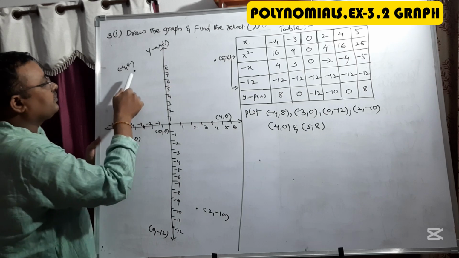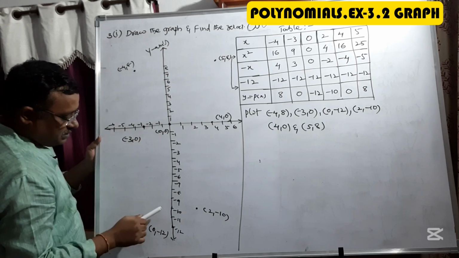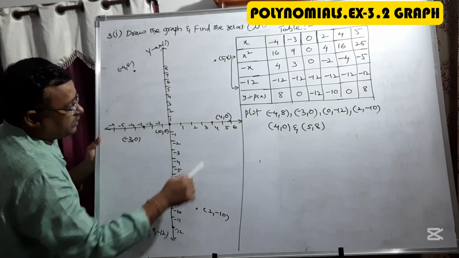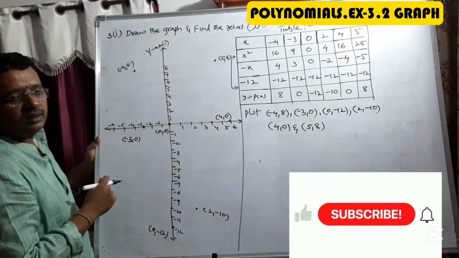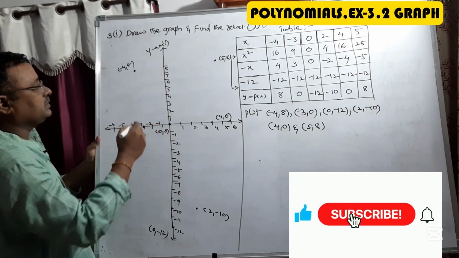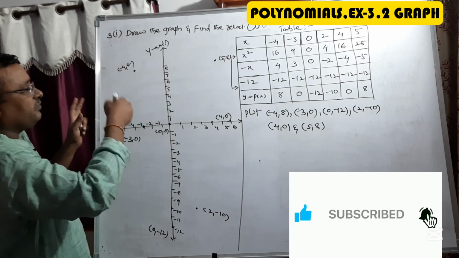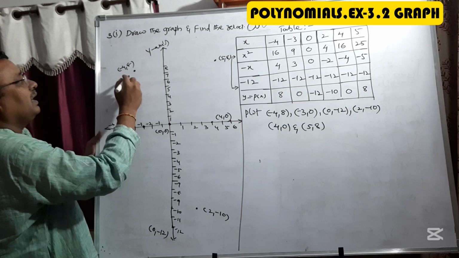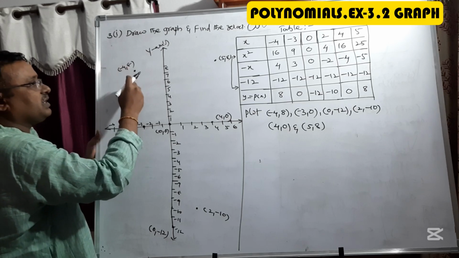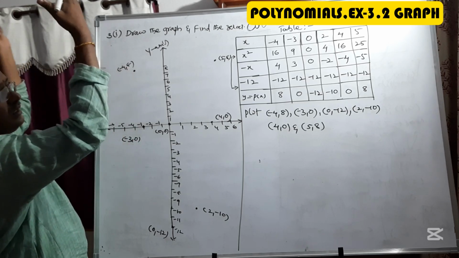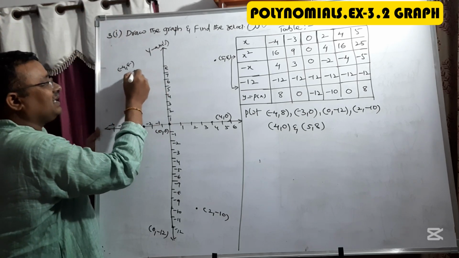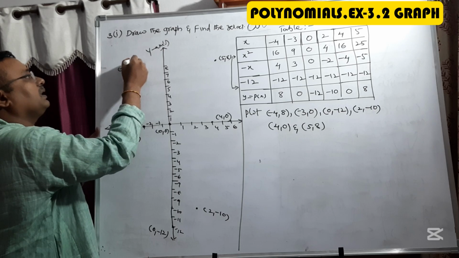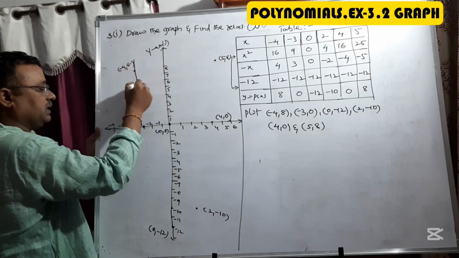According to our table, first point, second point, third point, fourth point, fifth point, sixth point. 6 points are there. We plotted them. Join them with a smooth curve. Smooth curve means without a scale, with free hand you have to draw. And a parabola starts from infinity to infinity. So this is not the starting point, so just from a little bit upwards you get it.